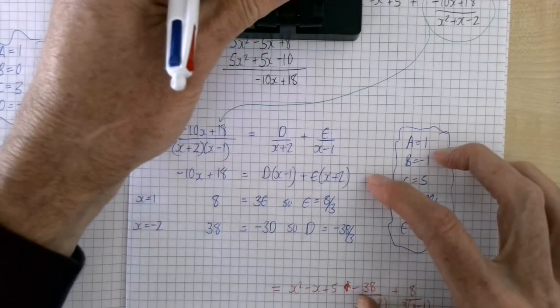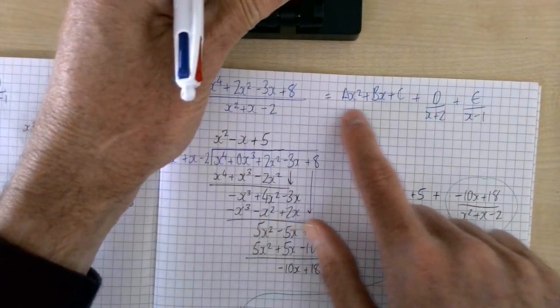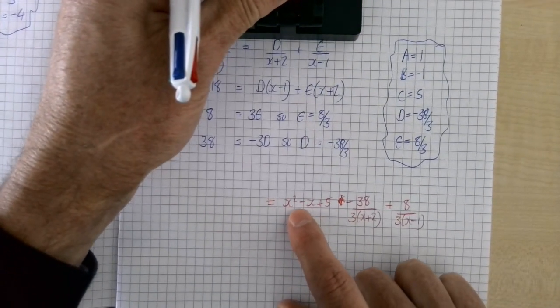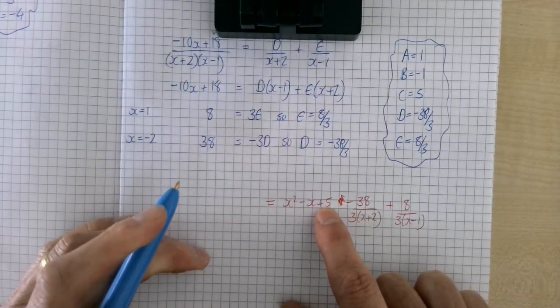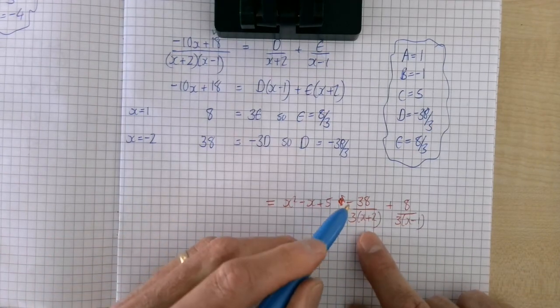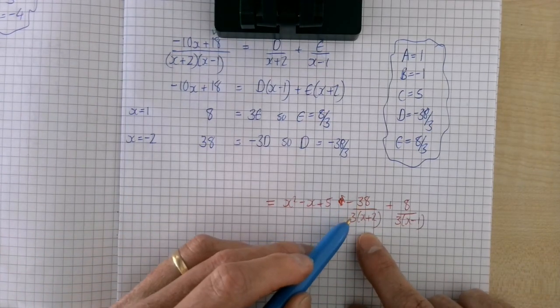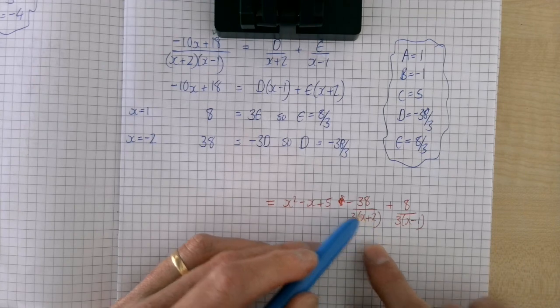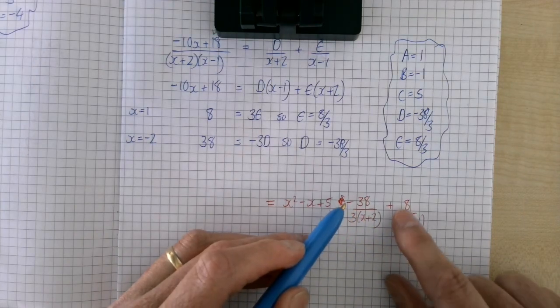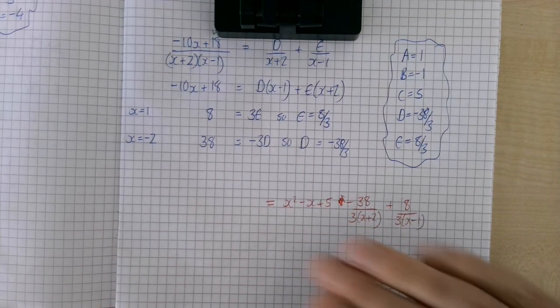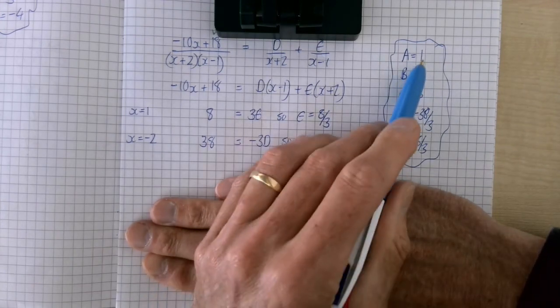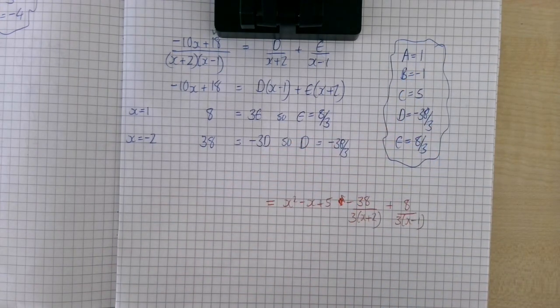If they did want us to write it back in this form here, well, I've got my x squared minus x plus 5. D is minus 38 over 3, so I write that as minus 38 over 3 times x plus 2. And similarly, e is 8 over 3, so I write it like that. However, don't let that confuse you. That's by far the most common way.